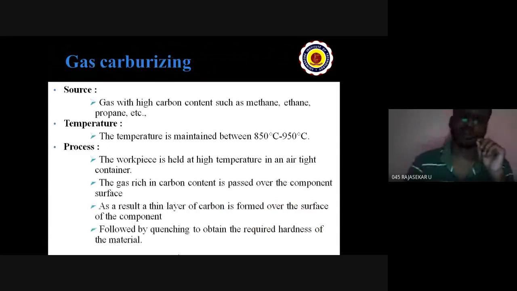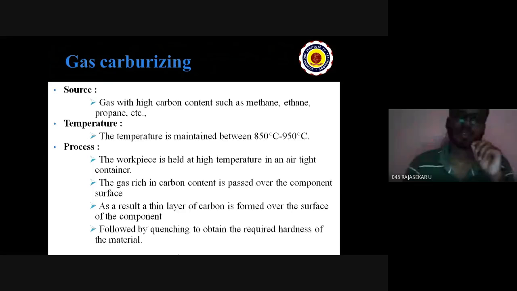The source is nothing but a gas with high carbon content, such as methane, ethane, propane, etc. The temperature is maintained between 850 degrees centigrade and 950 degrees centigrade. In the process, the workpiece is held at high temperature in an airtight container. The carbon-rich gas is passed over the component. As a result, a thin layer of carbon is formed over the surface of the component. Then it is followed by the conventional quenching process to achieve the hardness of the outer surface of the material.